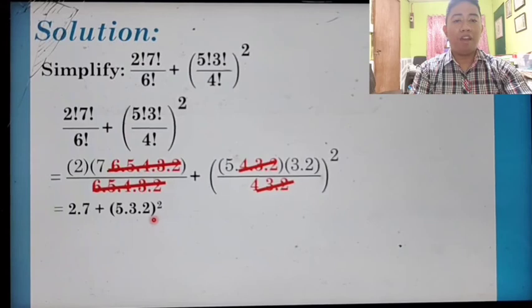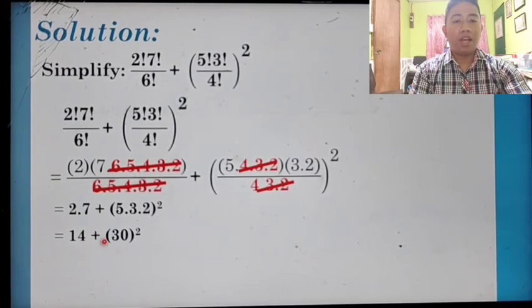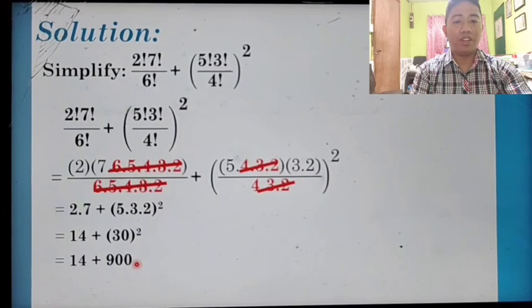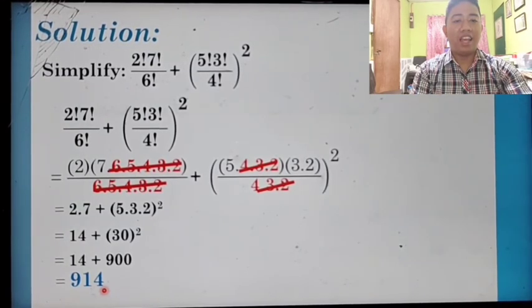Next, simplify each term simultaneously. So we have 2 times 7, which is 14, plus 5 times 3 times 2, quantity squared. So we have 30 squared. So we get the value of 30 squared, which is 900. So 30 times 30, and then 14 plus 900. So we get 914. And that is our final answer.